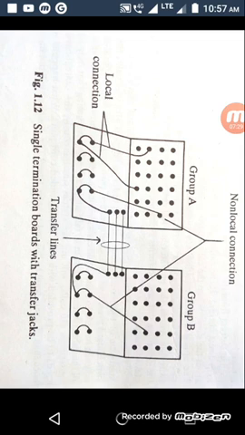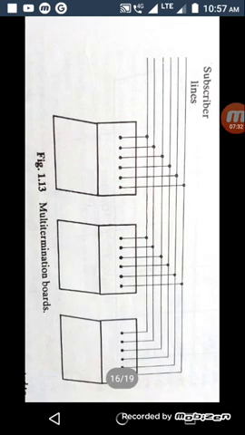And also we are seeing the subscriber lines. Subscriber lines will be indicated when we are making multiple calls or when we are receiving multiple signals. In that situation, multi-termination boards are used for separating the individual tracks and propagating the information from one place to another place.